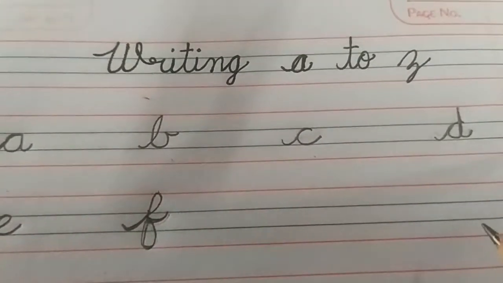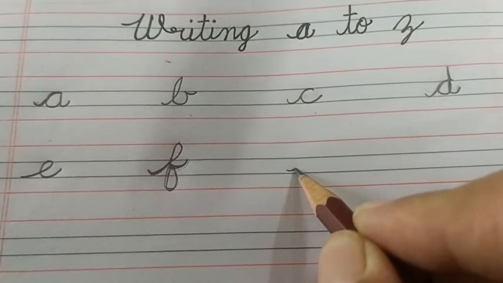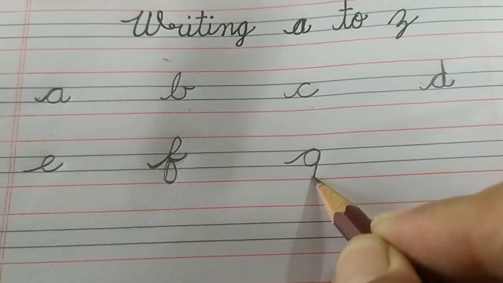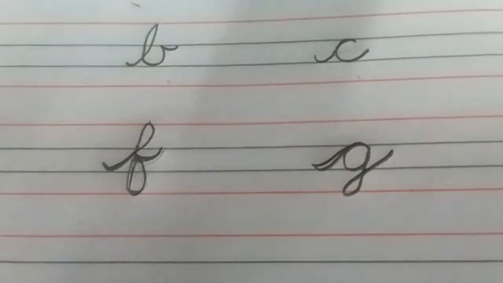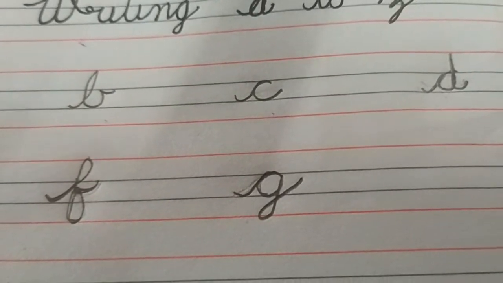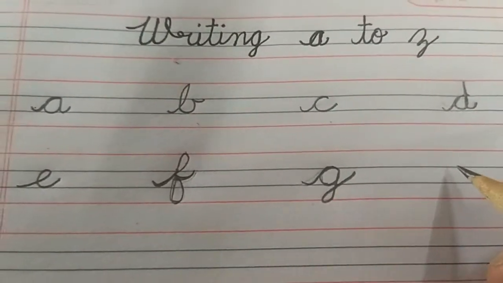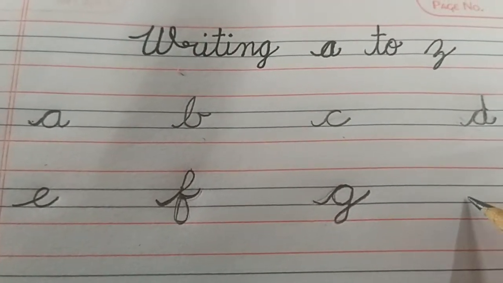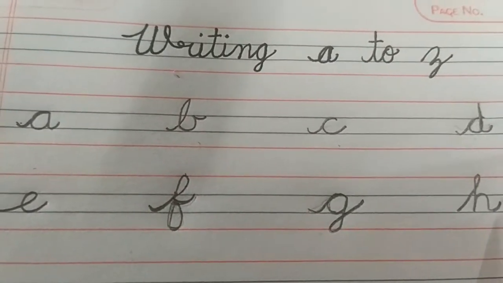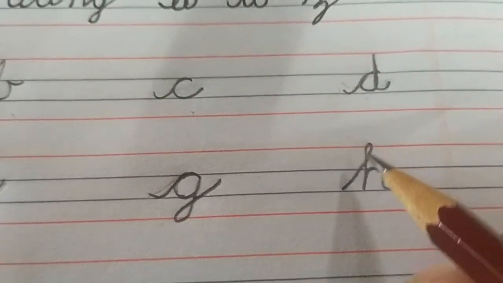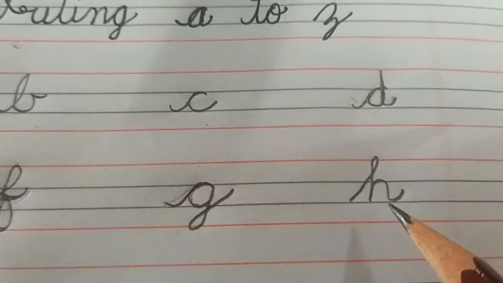Next G. And its sound g, its sound g, got. H says h, horse.